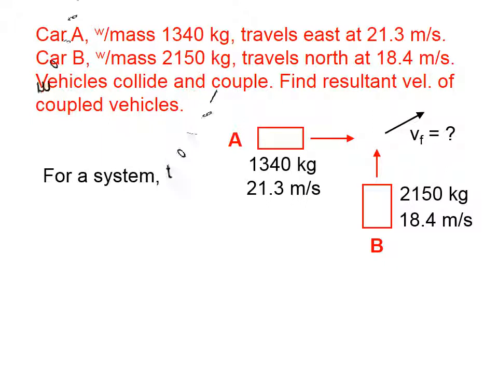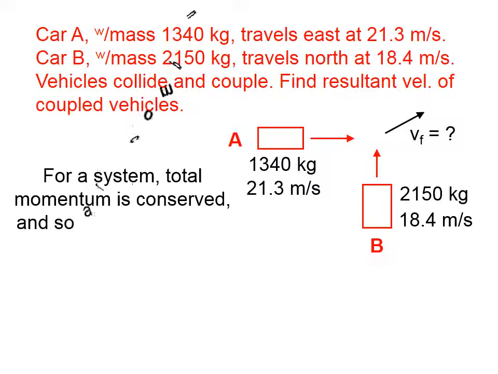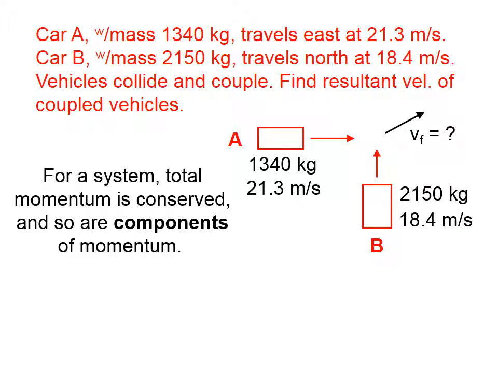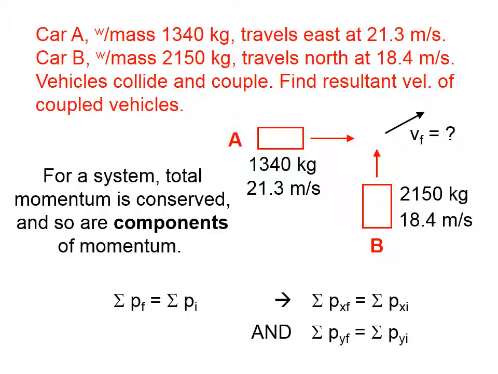Well, to solve this problem, we are going to have to conserve momentum in two dimensions. And here's how we tackle that. For a system, the total momentum is conserved, and so are components of momentum. If you take a look at car A, do you see that it has some easterly momentum, but no northerly momentum? Car B, on the other hand, has entirely northerly momentum, but no easterly momentum. It's those components that we're going to need here. Components of momentum are conserved, say in the x direction and in the y direction.